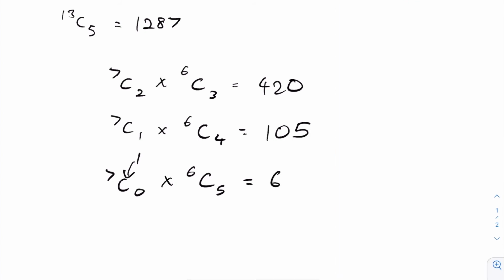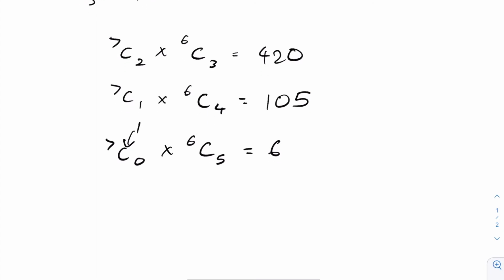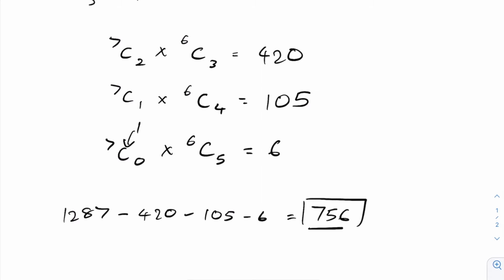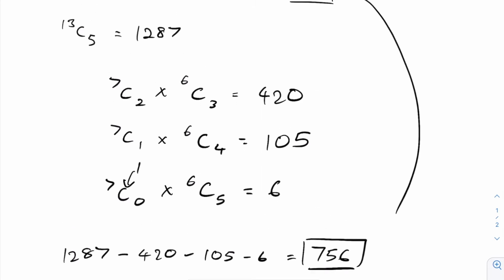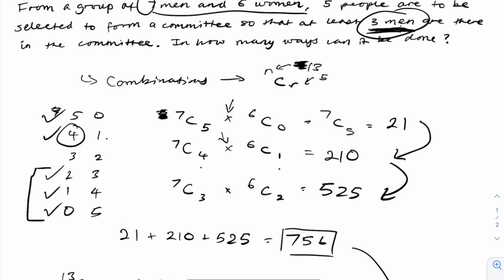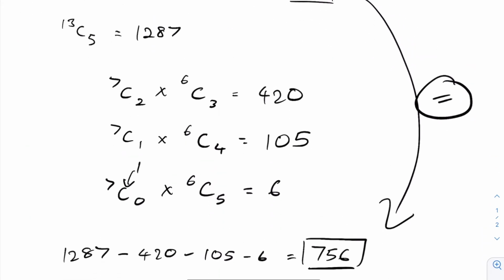So, we've got all the instances where it doesn't work. Now we just subtract it from 1287. So 1287 minus 420 minus 105 minus 6 is equal to, let's just do it on the calculator just to be sure. 1287 minus 420 minus 105 minus 6. That gives us 756. So both these methods gave the same answer. Therefore, both these methods work. And that's just another way you can approach it. In this instance, it would be a bit longer because you also have to find this value.